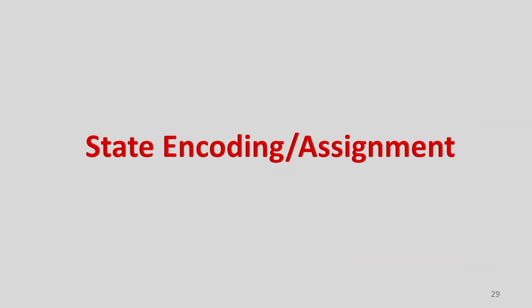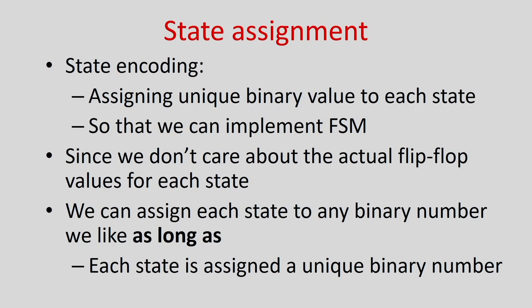So we have already discussed these 3 methods of FSM state reduction. Now let us move towards another interesting part of FSM design, which is FSM state encoding. This is also part of FSM optimizations. Here we are not reducing the number of states, but we are trying to assign a binary code to each state, so that we can use it in state registers. This is state encoding or state assignment: assigning a unique binary value to each state, so that we can implement the FSM. Since we do not care about the actual flip-flop value for each state, we can do that.